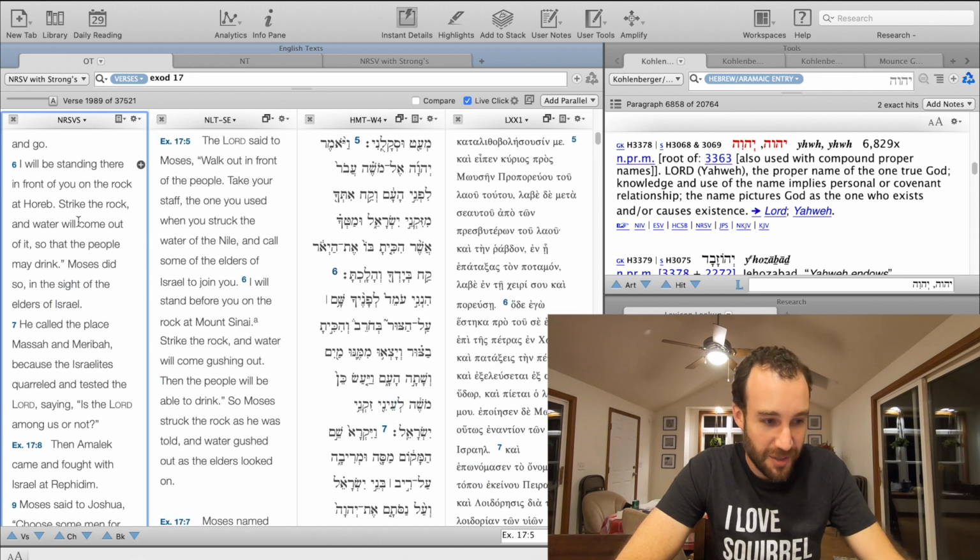And in this story, God tells Moses, "I will be standing there in front of you on the rock at Horeb. Strike the rock and water will come out of it so that the people may drink." So Moses did so in the sight of the elders of Israel. Now, you could make references to Jesus as the water of life, or the conversation that he has with the woman at the well. But the connection that I want to draw here is actually in 1 Corinthians 10.